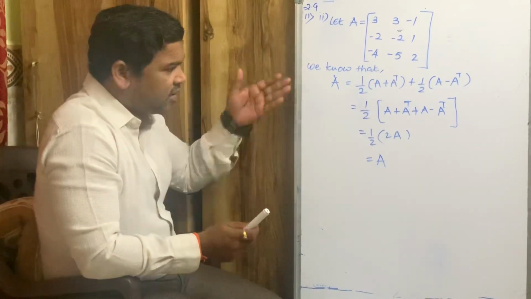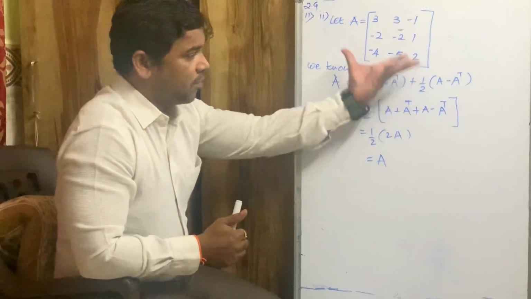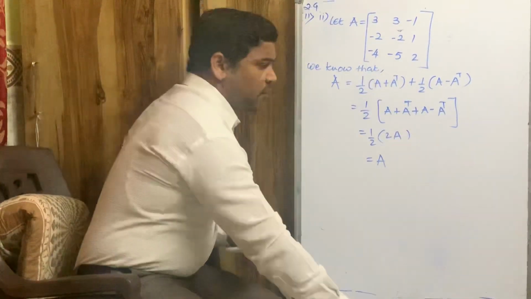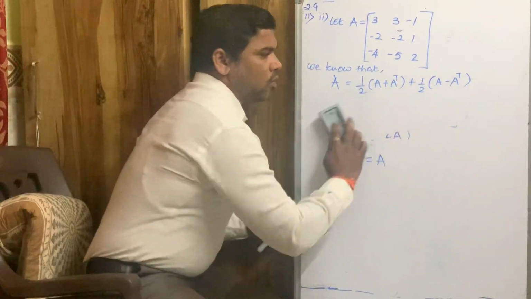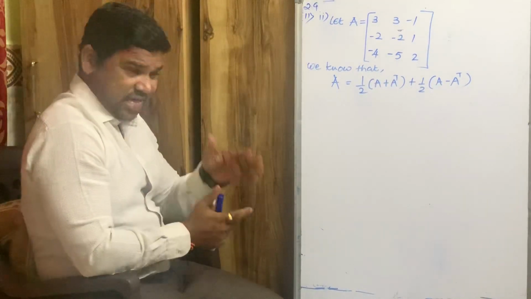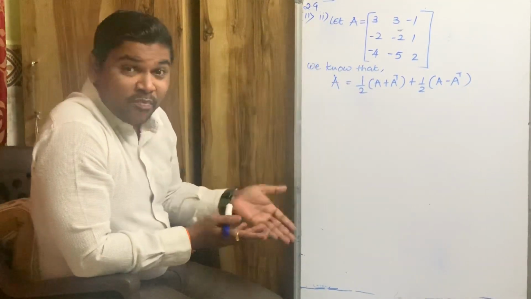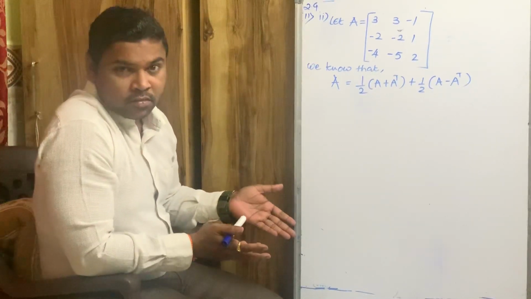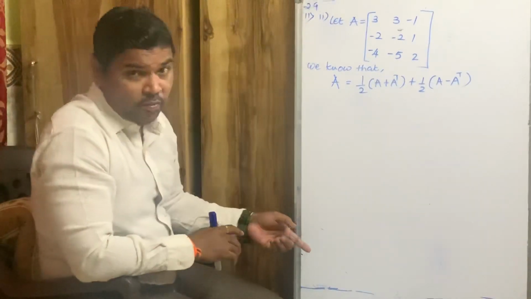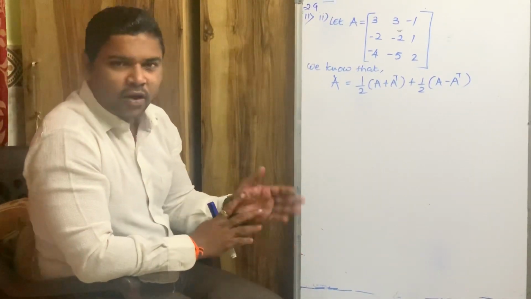Meaning any matrix can be expressed in this format, because when you expand it you get the same matrix. Then why have we expanded like this? Because just now we have studied that A plus A transpose is a symmetric matrix always. If you take any matrix, A plus A transpose is always symmetric and A minus A transpose is always skew symmetric. Are you getting it?